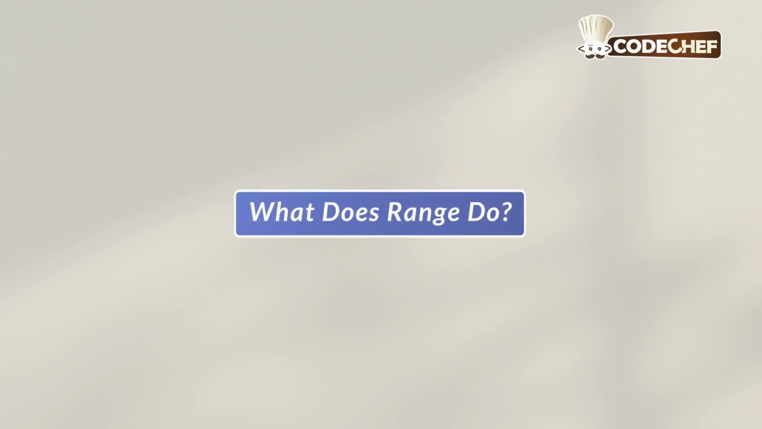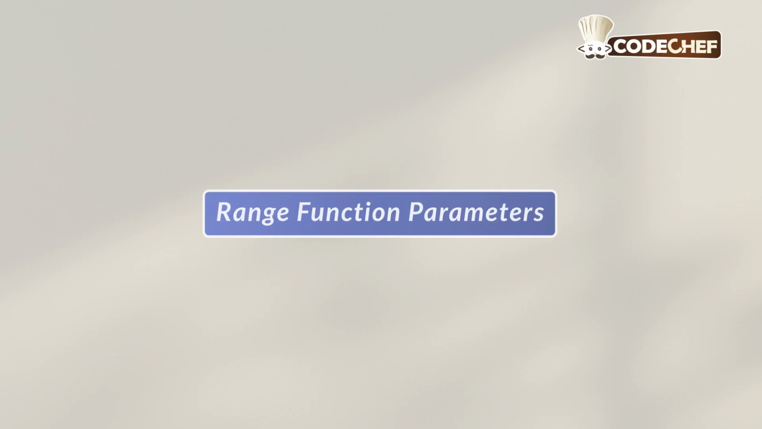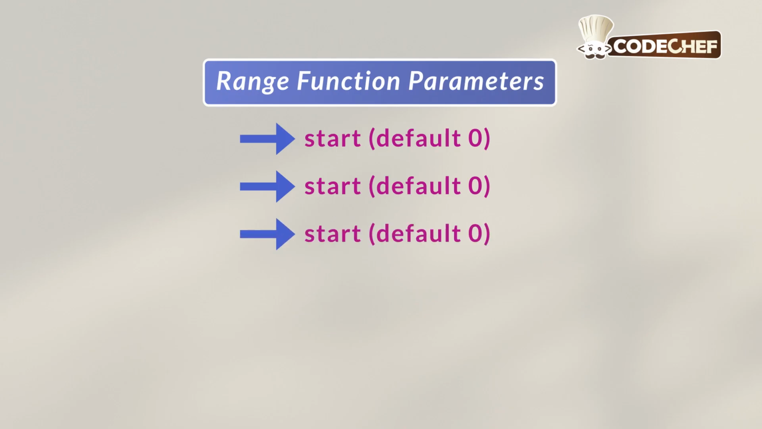So what does a range do? A range utility simply creates an array of numbers for us. For example, instead of manually writing numbers, it can generate an array like 0 to 4 automatically. Now let us look at the range function parameters. The range function works using three parameters. Start is where the sequence begins and by default is 0. End decides where the sequence stops, but this value is not included. Step controls how much the number increases each time and it defaults to 1.